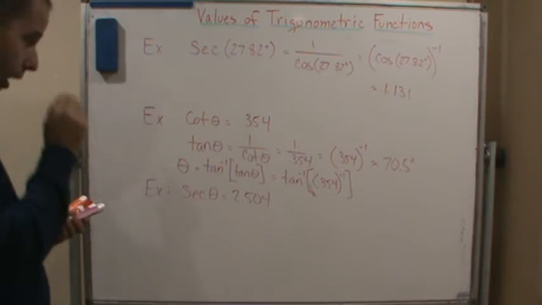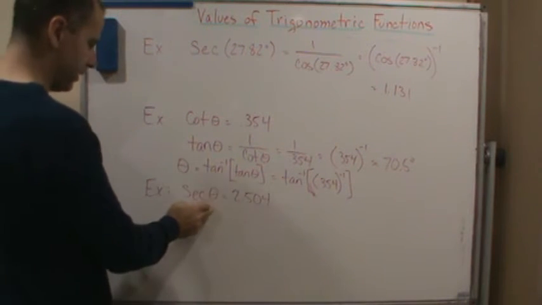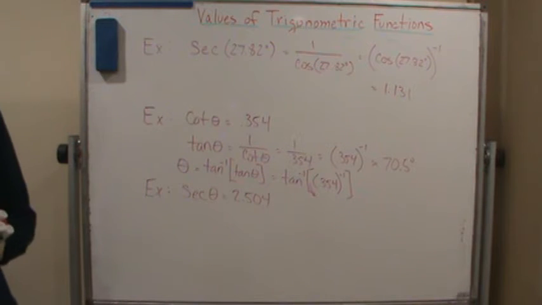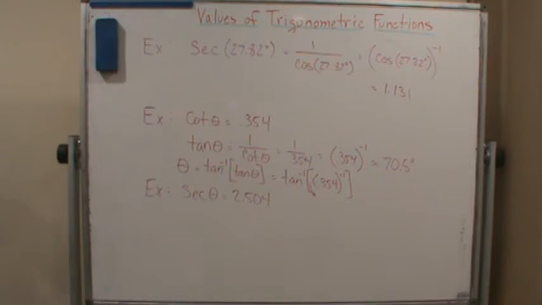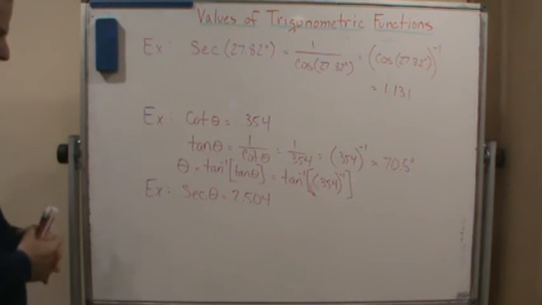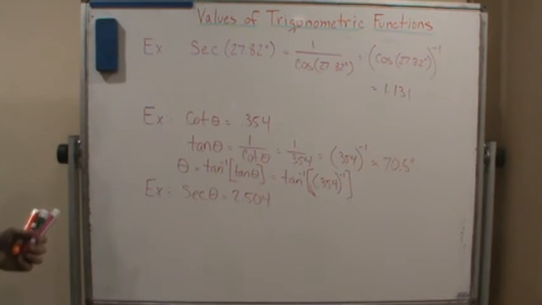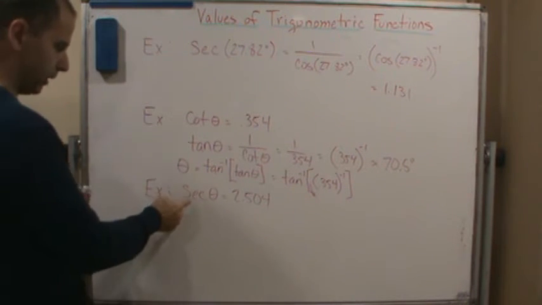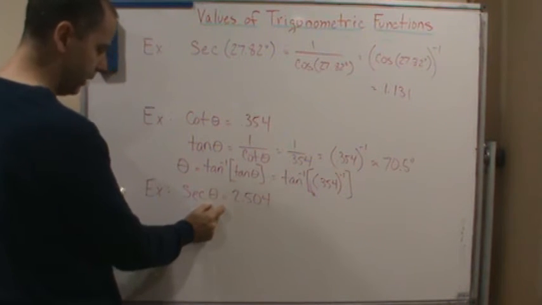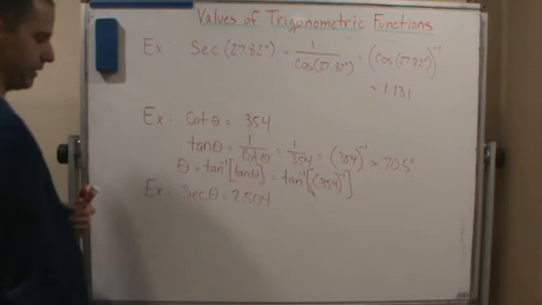Now, what about this last one? Here I've got secant theta. And in this case, they want the sine of theta. Ooh, so now we've got an extra step here. We have the secant of theta, but we want the sine of theta. Well, we've got to be able to undo this and then take the sine of it. So we need to find the angle and then take the sine of that.